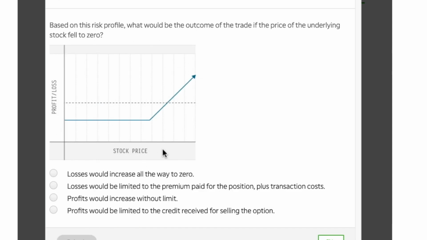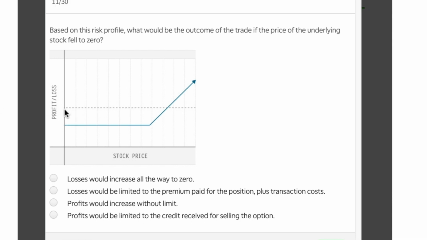Based on this risk profile, what would be the outcome of the trade if the price of the underlying stock fell to 0? So this is the stock price, this way is increasing, this way is decreasing. The stock price was at 0, there seems to be a fixed loss. Losses would be limited to the premium paid for the position plus transaction costs.